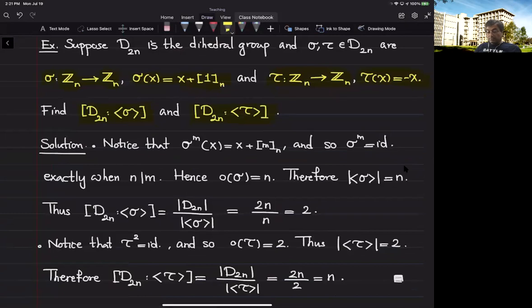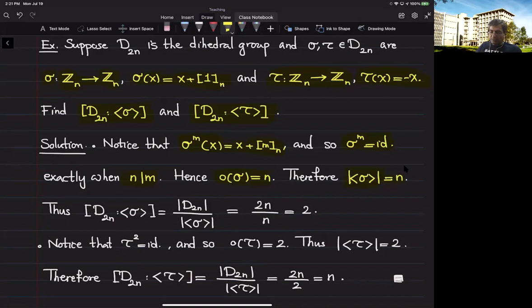Notice that sigma to the m applied to x is x plus the residue class of m. That means sigma to the m is identity precisely when this number is 0. That means sigma to the m is identity exactly when n divides m. And so this happens exactly when this happens. That means the order of sigma is n. Therefore, the cardinality of the group generated by sigma is simply n.